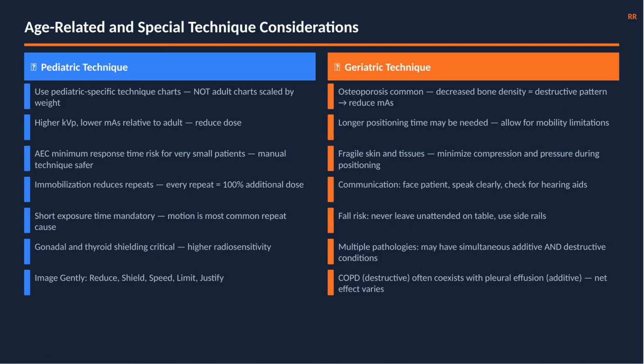Pediatric technique. Use pediatric-specific technique charts. Never adult charts, scale by weight. Increase kVp and reduce MAS relative to adult values to reduce dose. AEC minimum response time is a risk for very small patients.